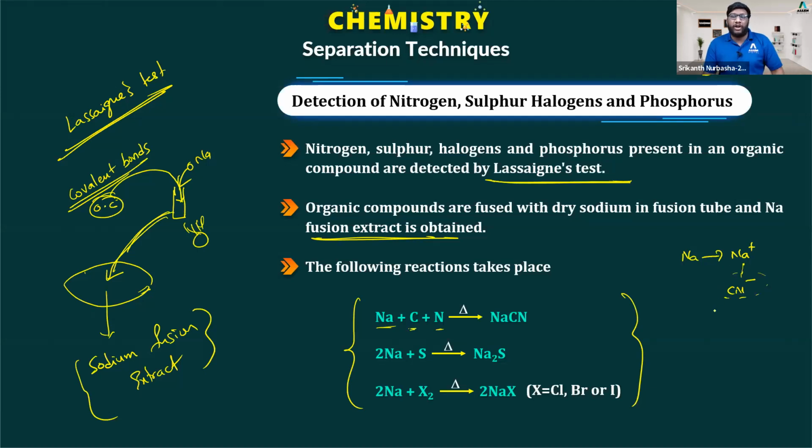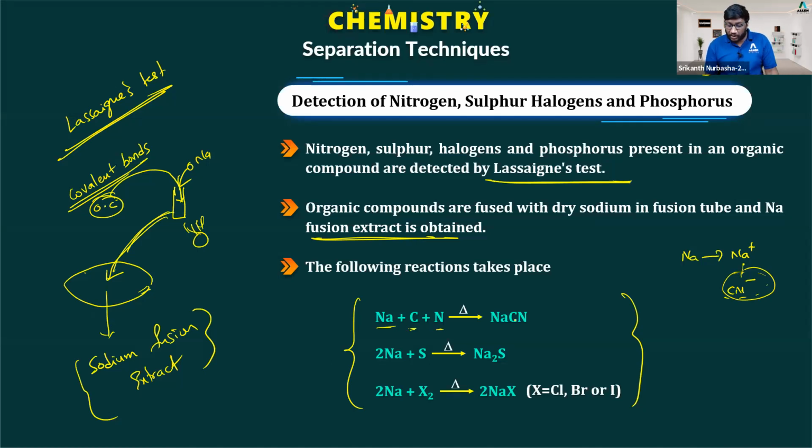Whenever an ion is formed, that ion has a greater tendency to form complexes, because the cyanide ion can now connect as a ligand. Yes or no? In the organic compound there is no ligand, although we have nitrogen, because the covalent bonding is there. But the cyanide ion can act as a ligand. To generate cyanide ion, I am using sodium. Why am I using sodium? Because sodium has a greater tendency to convert to Na plus ion.